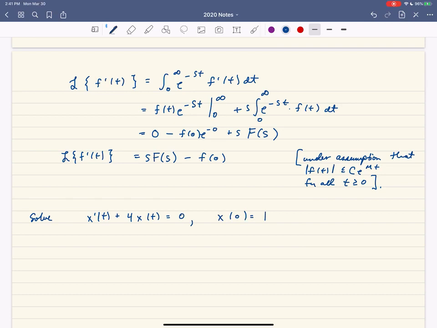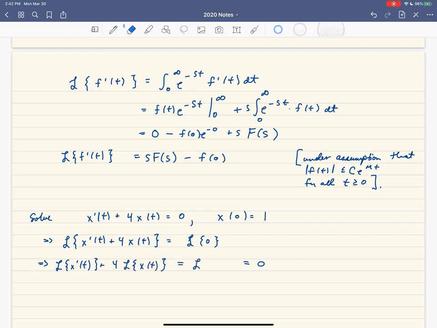And what we're going to start with, using this Laplace transform method, is we're going to take the transform of both sides. So the Laplace transform of x prime of t plus 4x of t is going to be equal to the Laplace transform of 0. The Laplace transform of 0 is just 0, by the way, because it's 0 times 1 over s, but it's 0. And by what we know about the Laplace transform, this is going to be the Laplace transform of x prime plus 4 times the Laplace transform of little x.